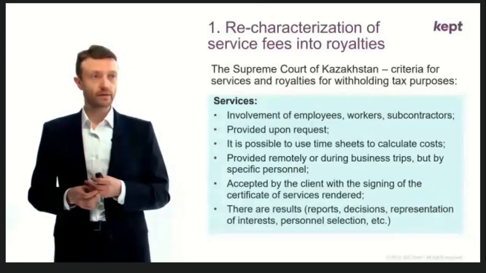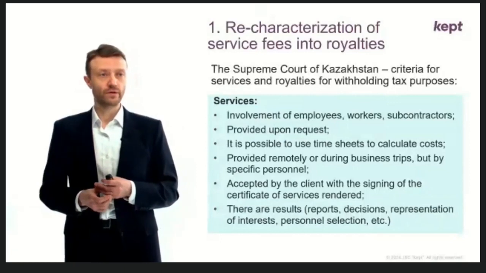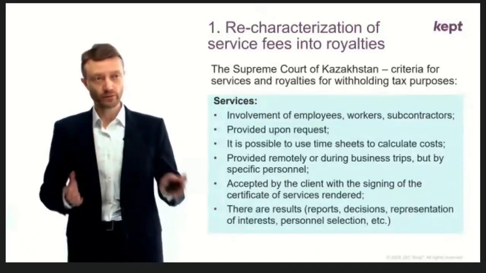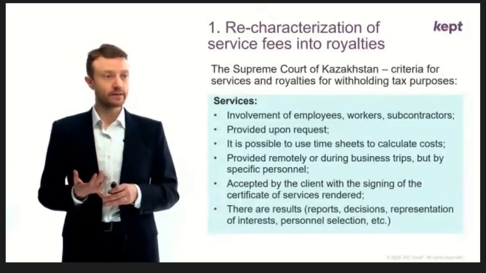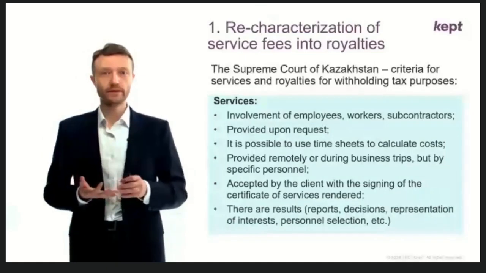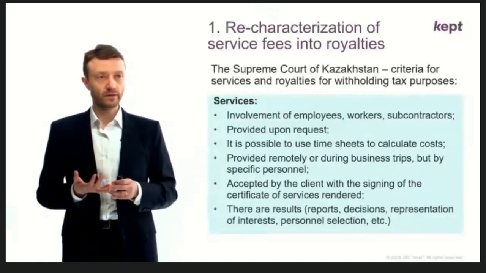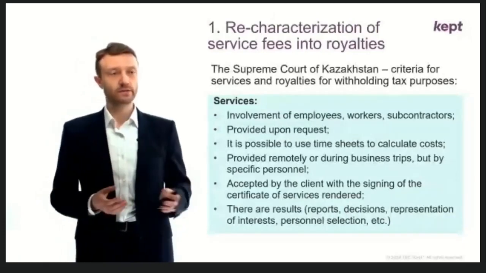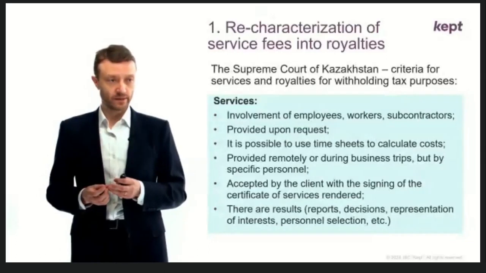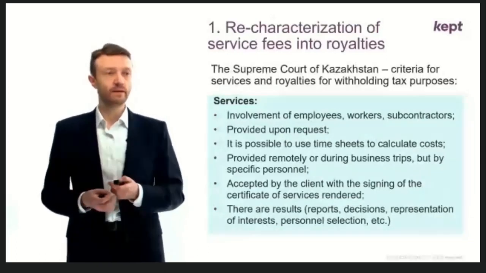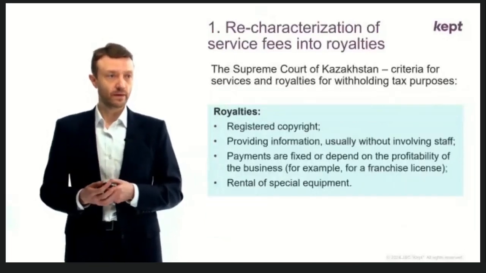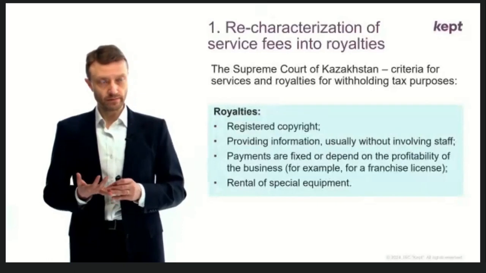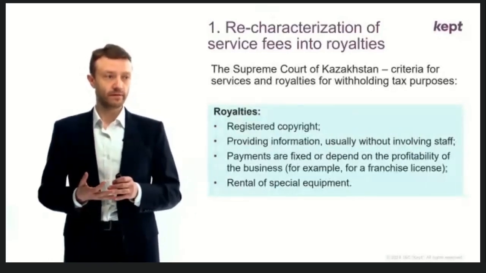Okay, so the Supreme Court, as I said, overturned the decisions of the previous instance courts and distinguished between services and royalties, and explicitly stated that services, for example, usually involve employees. Services are usually provided upon request. There can be timesheets made to calculate costs. They can be provided remotely, and when the service is provided, it is in one way or another accepted by the recipient. And there are results such as reports, decisions, etc. While royalties involve some registered intangible, usually royalties do not involve staff, do not involve people, and payments are fixed or depend on the profitability of the business.